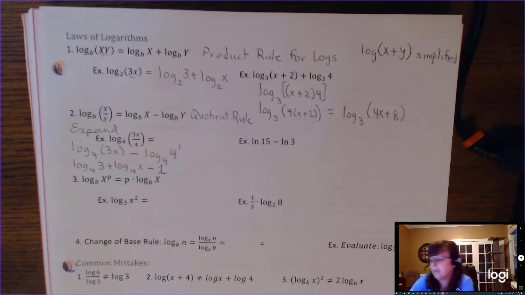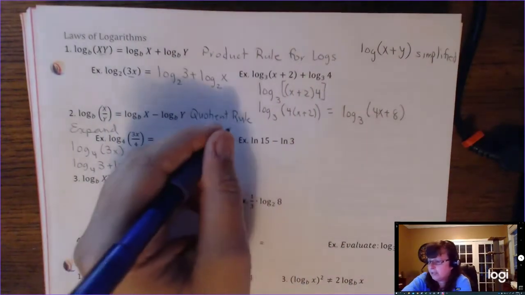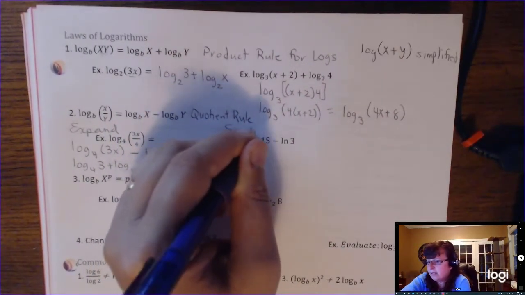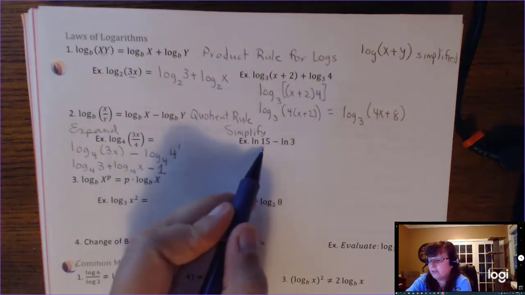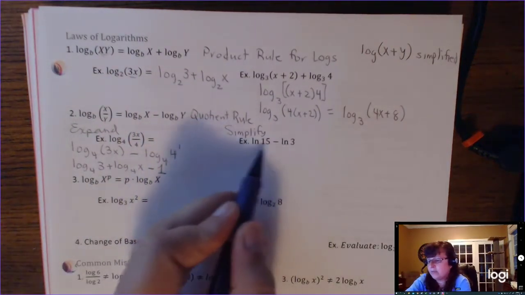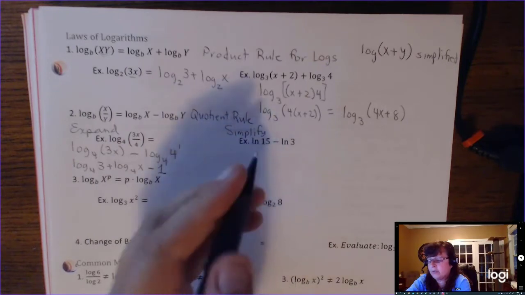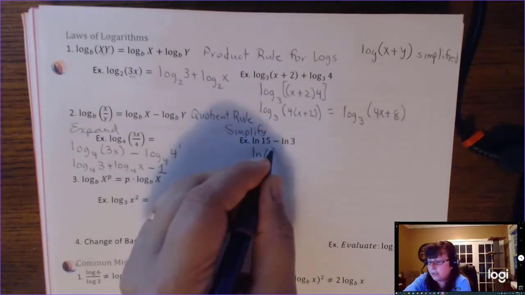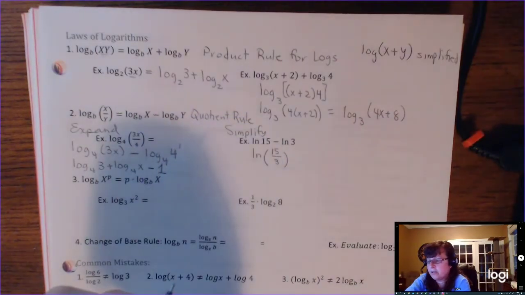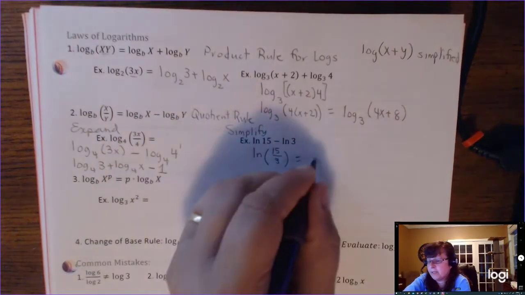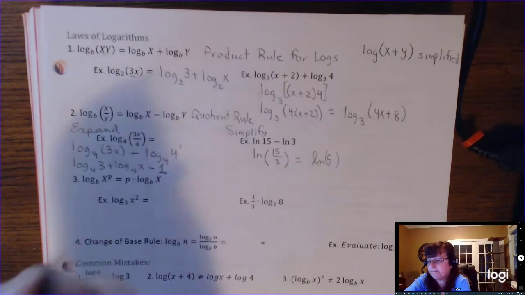Okay, next one we might say simplify into 1 log. So natural log of 15 minus natural log of 3, that's 2 logs subtracted. Well, you can use the quotient rule and write that as 1 log with division. And the positive one always goes on the top. And then that simplifies to the natural log of 5.